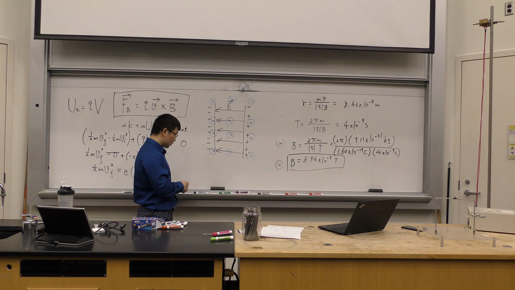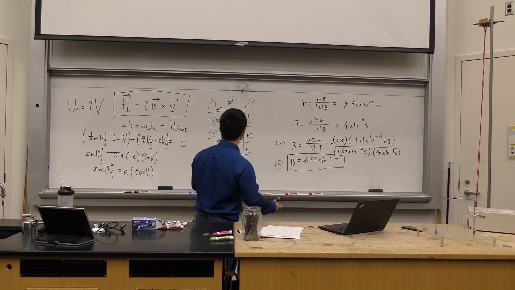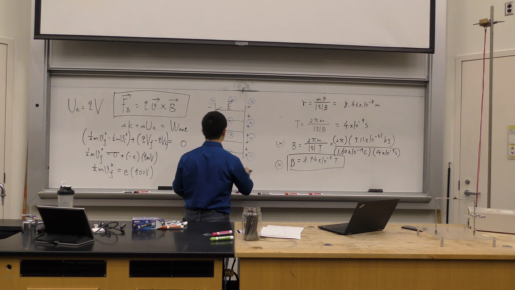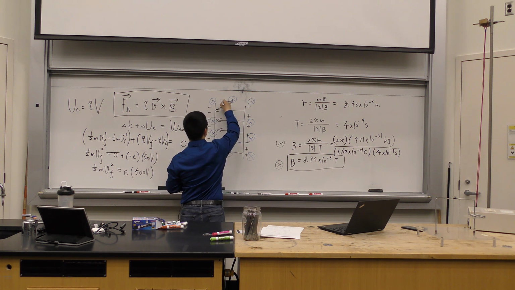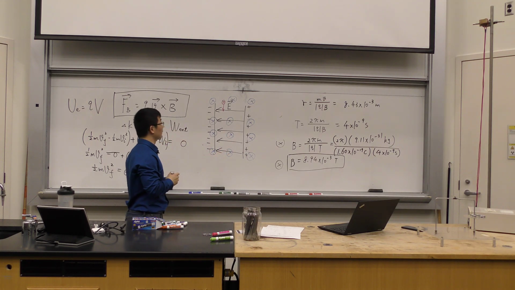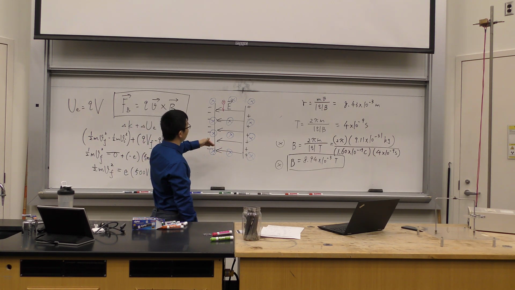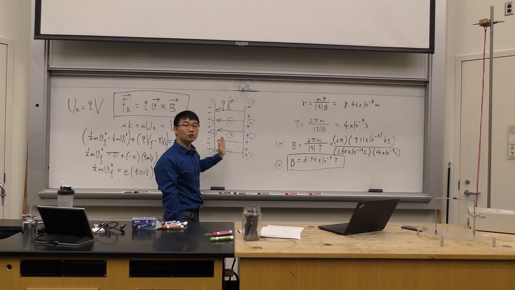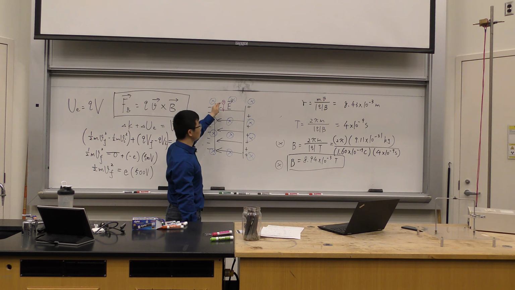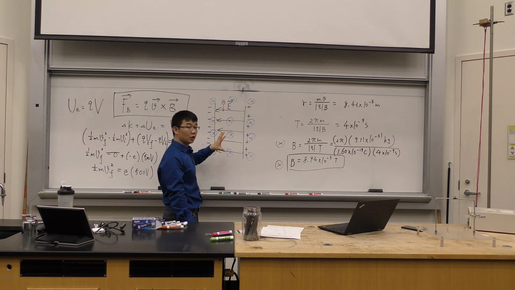Now imagine there's a charge coming in. Let's say this charged particle is positive. It comes in with some velocity. So let's see what's going to happen. Well, in this region, there's a magnetic field and an electric field, so it's going to feel two forces. Remember, this charge is moving. Each field is going to have a force on it.